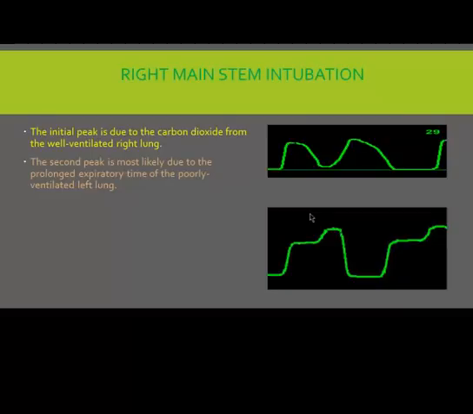Right main stem bronchus intubation. Initially, the peak is due to the carbon dioxide from the well-ventilated lung. Now, I remember talking about this, if a patient is unilaterally intubated, you're still going to have residual gas that goes over into the left side, and it's still going to have a partial exchange, but you're going to see that evidence with two different waveforms. See, this one never reached full baseline, so what you're actually seeing is a right main and then a left main. Or you could see it where they're overlapping on each other.